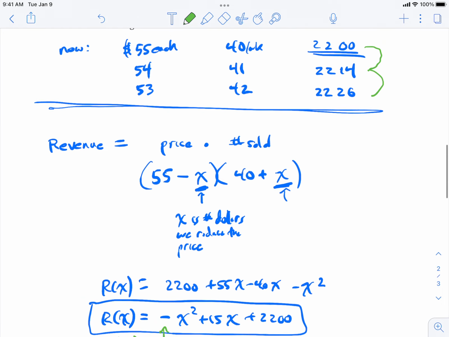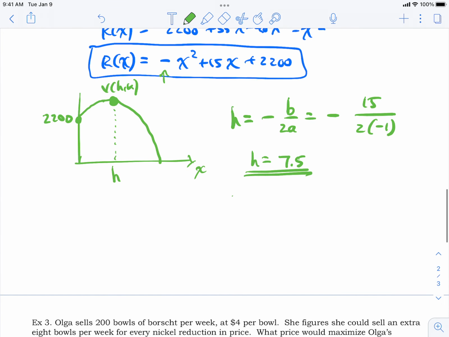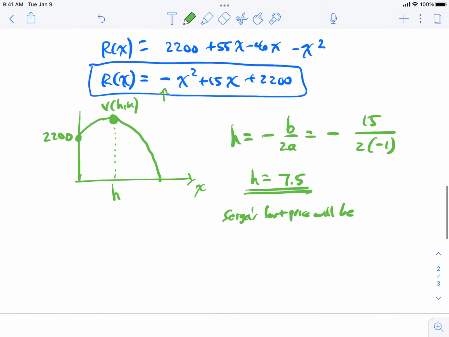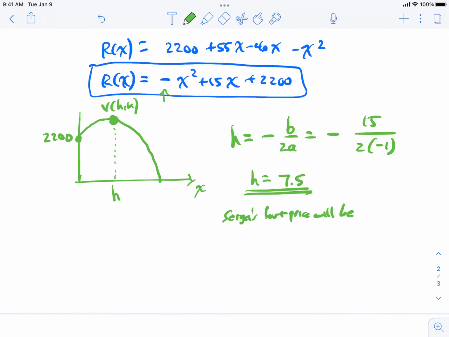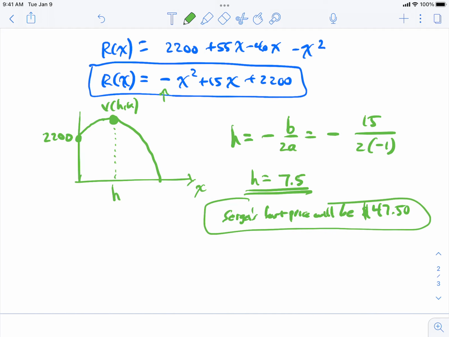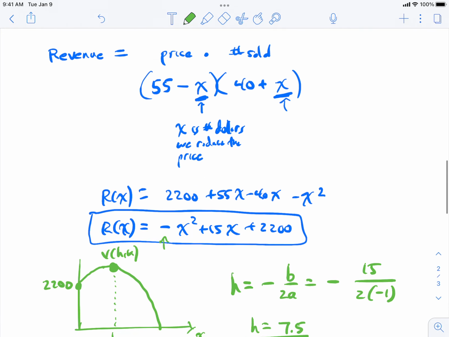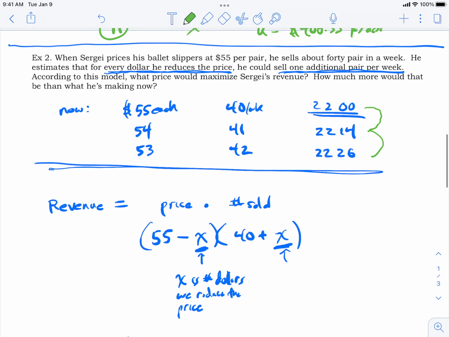This was a Sergei. Sergei's best price will be, okay, now remember what X stood for. It stood for how many dollars we reduced the price. He was selling them for 55 bucks. So 55, take away 7.50, it's going to be 47.50 each. That's kind of the answer. Now let me make sure I'm answering the question as it was stated. Come back up here. Okay, what price would maximize his revenue? Got it. How much more would that be than what he's making now?